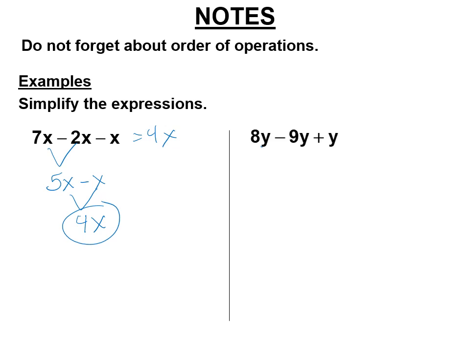So here, 8y minus 9y is negative 1y. Plus another y is 0y. But what's 0 times anything? 0. That equals 0 for all values of y. Right? Negative 1 plus positive 1. This is an example of the inverse property of addition.